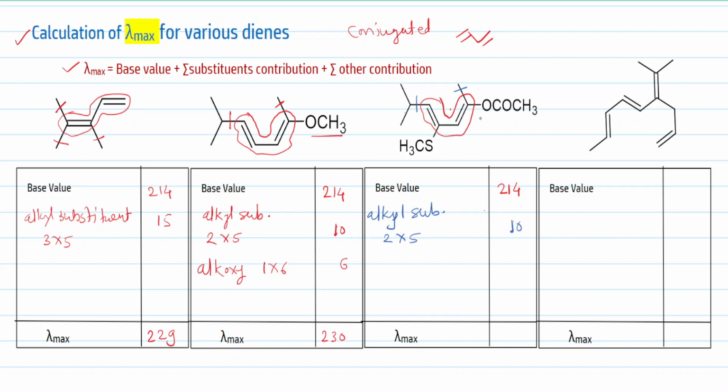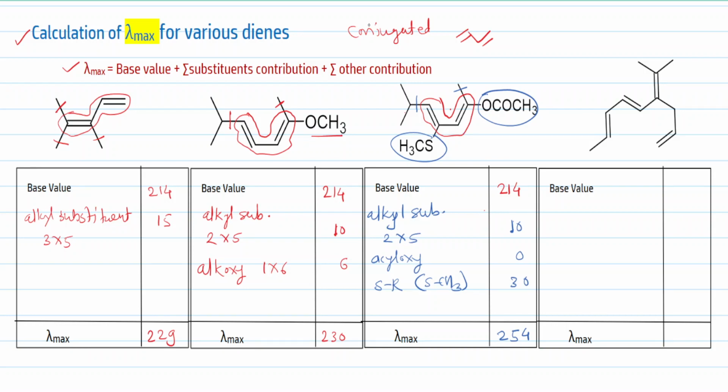Then other than this, this is the acyloxy substituent and this is the thioether. So for the acyloxy substituent, we just have to add 0, and for the thioether, that is S and R, here S and CH3 is there, therefore we have to add here 30 nanometer. So by combining this, we get here the value is 4, then here 5, and here 2. 254 nanometer is the lambda max value for this compound.